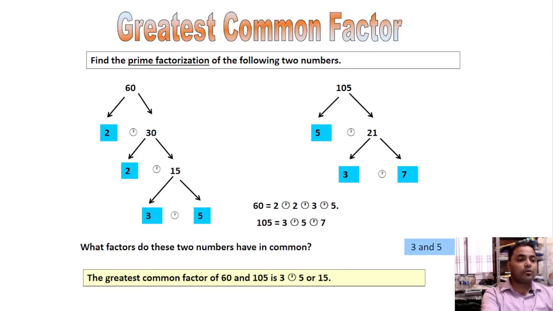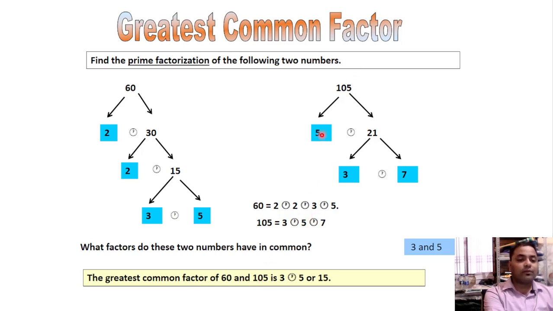Now for the greatest common factor, find the prime factorization of the following two numbers, 60 and 105. So for 60, 2 times 30, so 2 is a prime number. For 30, again 2 times 15, and for 15, 3 times 5, so 2 times 2 times 3 times 5 is the combination of 2 and 3, where 2 appears 2 times, 3 is single, 5 is single, so 2 to the power 2 times 3 times 5 is equal to 60.